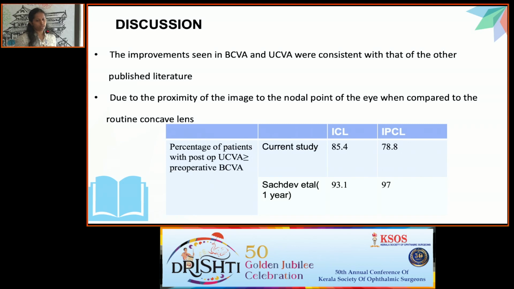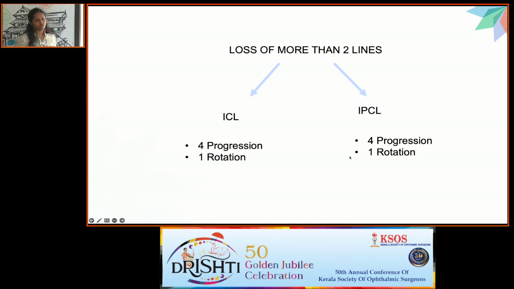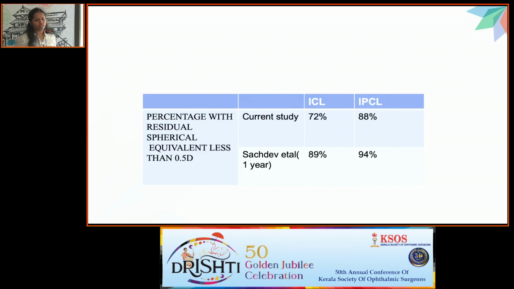The gain of lines in the postoperative uncorrected visual acuity compared to the preoperative best corrected visual acuity might be due to the fact that these phakic lenses cause image formation closer to the nodal point. Such a gain of lines was reported by Sachdev et al. in their study also. There was a loss of more than two lines in five patients, of which four were due to progression of myopia and one was due to rotation of the lens. The percentage with residual spherical equivalent within 0.5 diopter was also comparable to previous studies, as done by Sachdev et al.